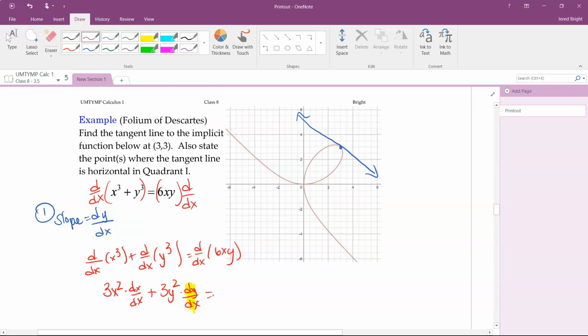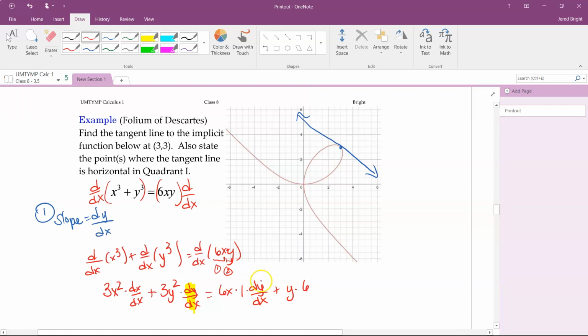The right-hand side is a little interesting. It actually ends up being a product rule. So I'm going to say 6x is my first function and y is my second function. According to the product rule, it would be 1 times d2, so I differentiate y, which is just 1, but with respect to x it's dy/dx by the chain rule, plus 2 times d1, so the derivative of 6x, which is just 6.